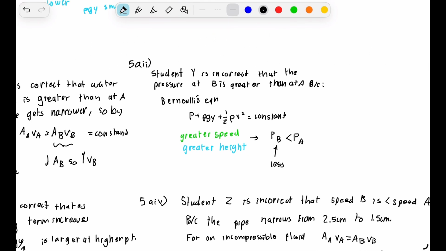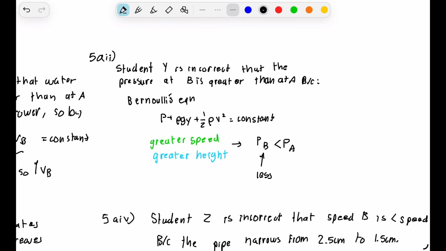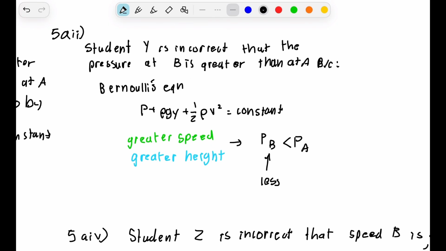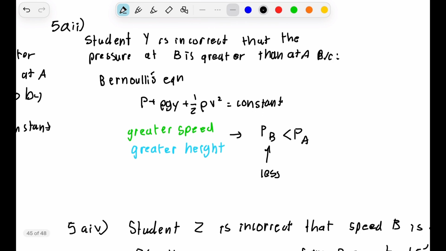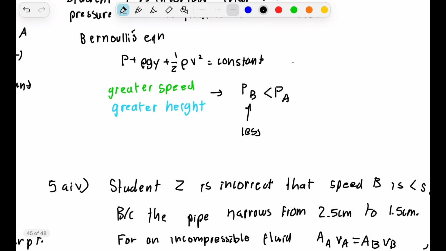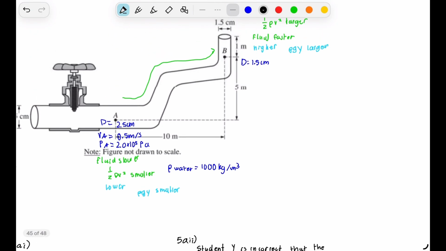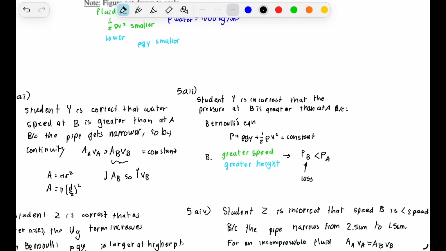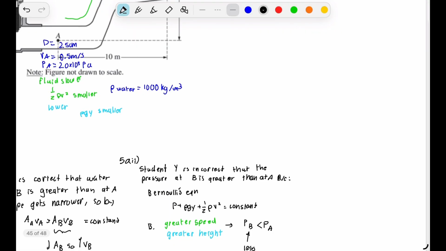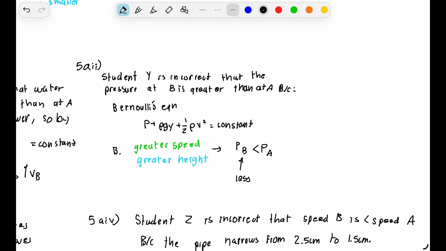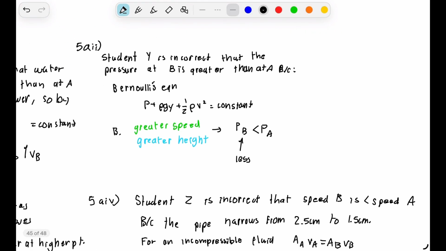And for student Y, what they're incorrect about is that the pressure at B is going to be greater than at A. That's because Bernoulli's equation, P plus rho gy plus 1/2 rho v squared, is going to be constant. We're going to have a greater speed and a greater height at point B. So that means that with a greater speed and height, the pressure at B is going to be less than the pressure at A.